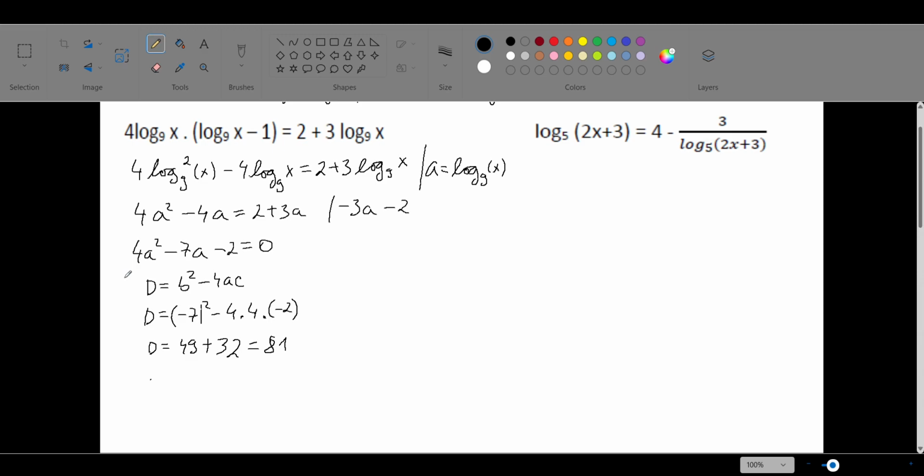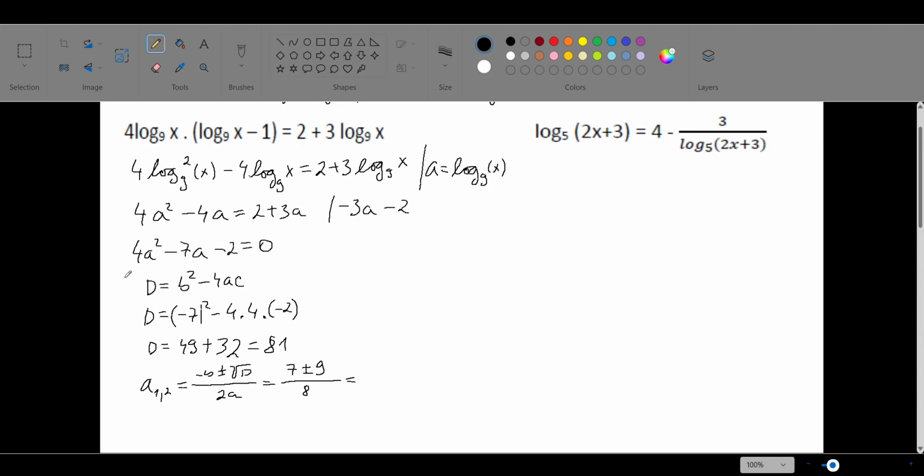of our quadratic equation. So a1, a2, which are the solutions of our quadratic equation, are equal to negative b plus minus the square root of the discriminant over 2a, which means that this is equal to negative b, which is negative negative 7, which is definitely positive 7, plus minus the square root of 81, which is 9, over 2 times a, which is 2 times 4, and this is equal to 8.